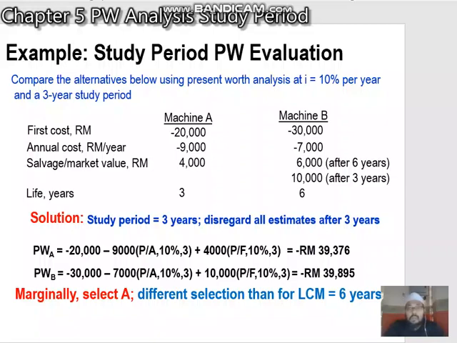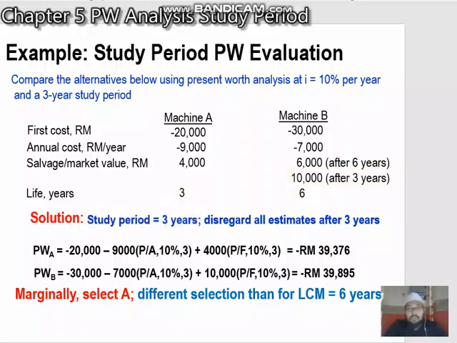So we have machine A with 3 years and machine B with 6 years as different life alternatives. In the previous LCM approach, we had to get the LCM value, which is 6 years. But now we are using the study period approach, where the study period has been specified as only 3 years. This means cash flow after the 3 years will be eliminated, and the new salvage value or market value at year 3 will be determined for machine B. Machine B has a 6-year life, but the market value will be determined at year 3, which is now 10,000, and this will be translated into the cash flow diagram.